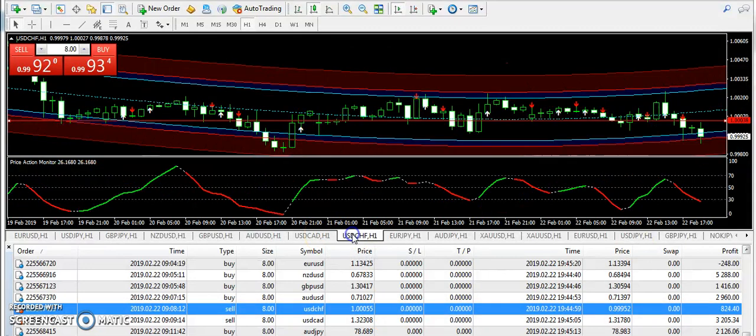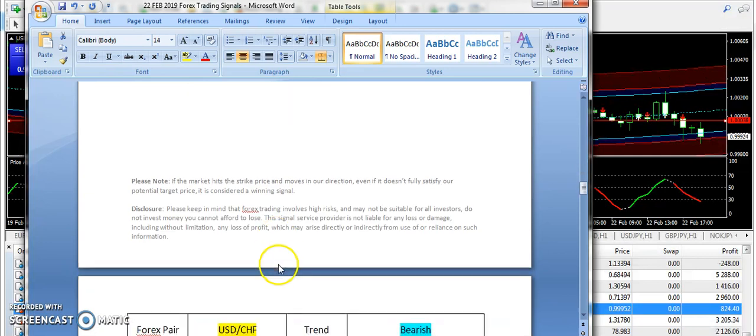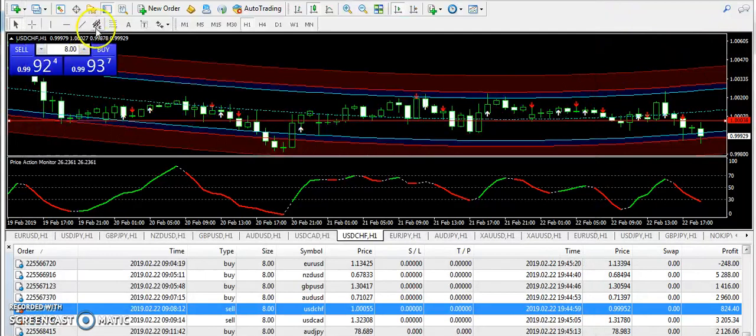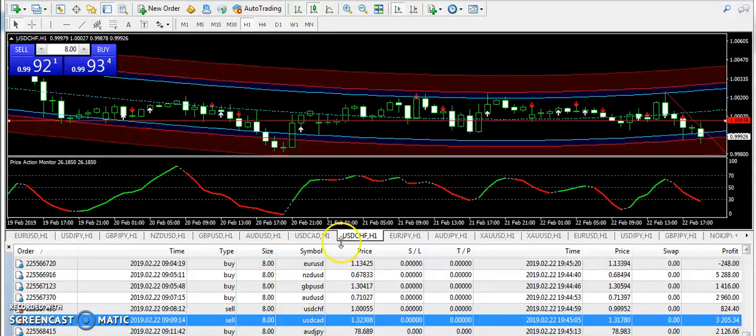Okay, now let's talk about the USD CHF. I'm going to take you towards the signals report. A bearish trend was supplied in the case of USD CHF. 10038 is the bearish entry, and 099702 is the target price. And guys, you can see the drop is already here. Overall, the market was slow today because we had a speech from Draghi, and after that speech we have seen a slight drop, but overall the other pairs have shown us a lot of volatility today.